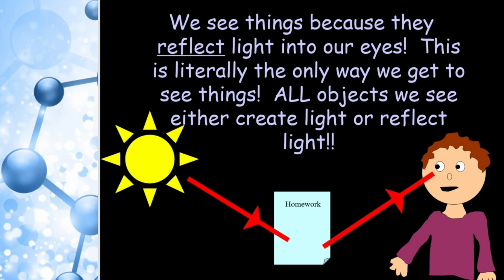We see things because they reflect light into our eyes. This is literally the only way we get to see things. All objects we see either create light or reflect light.